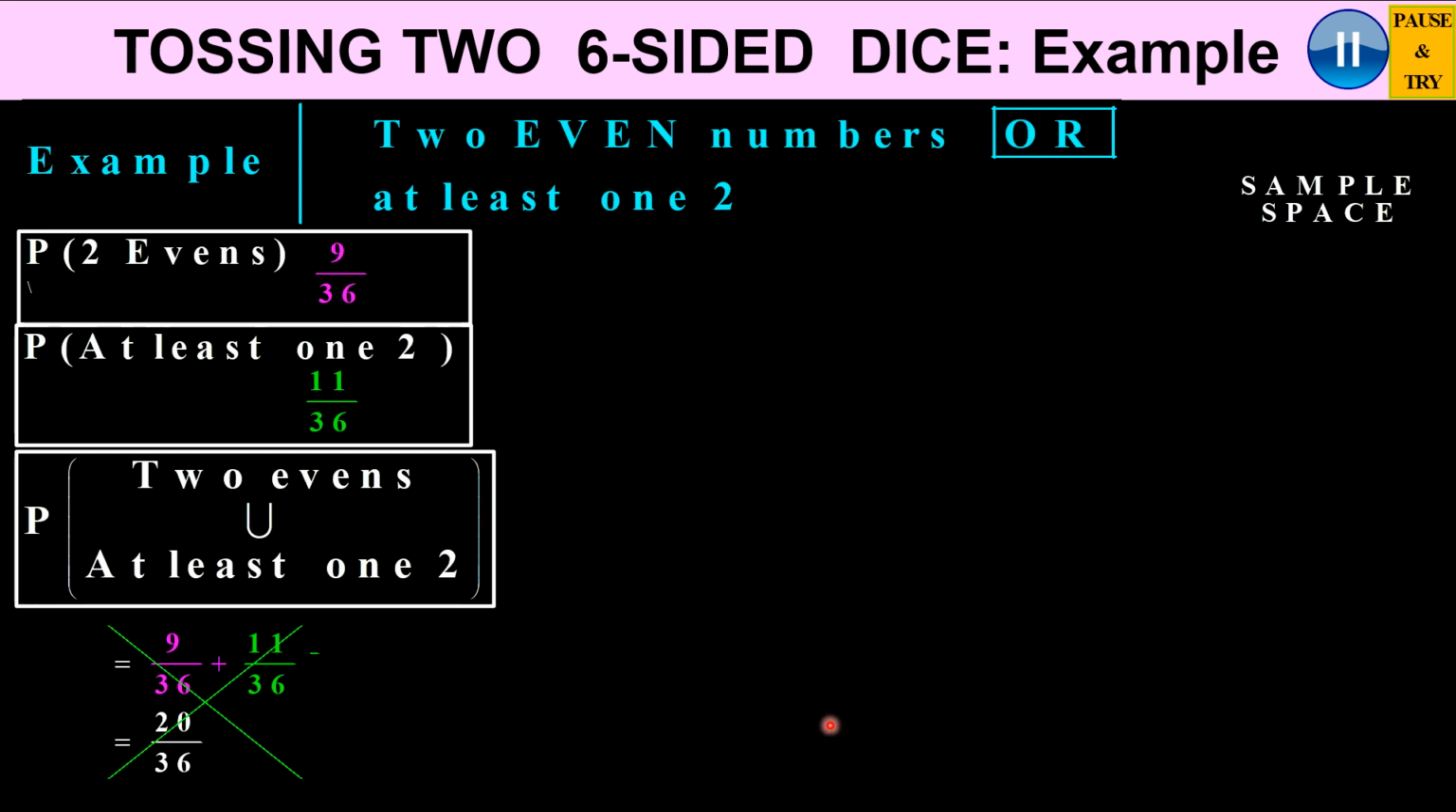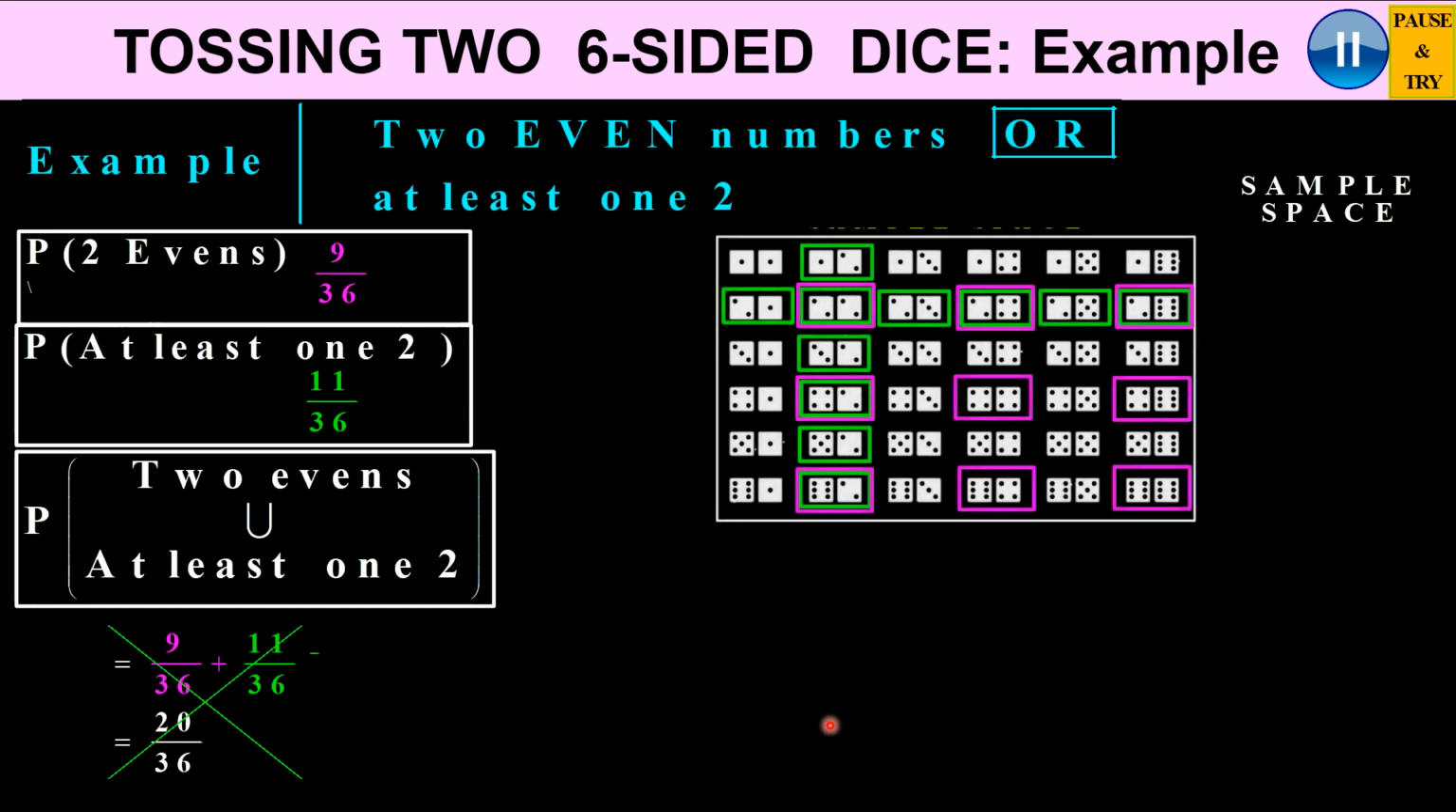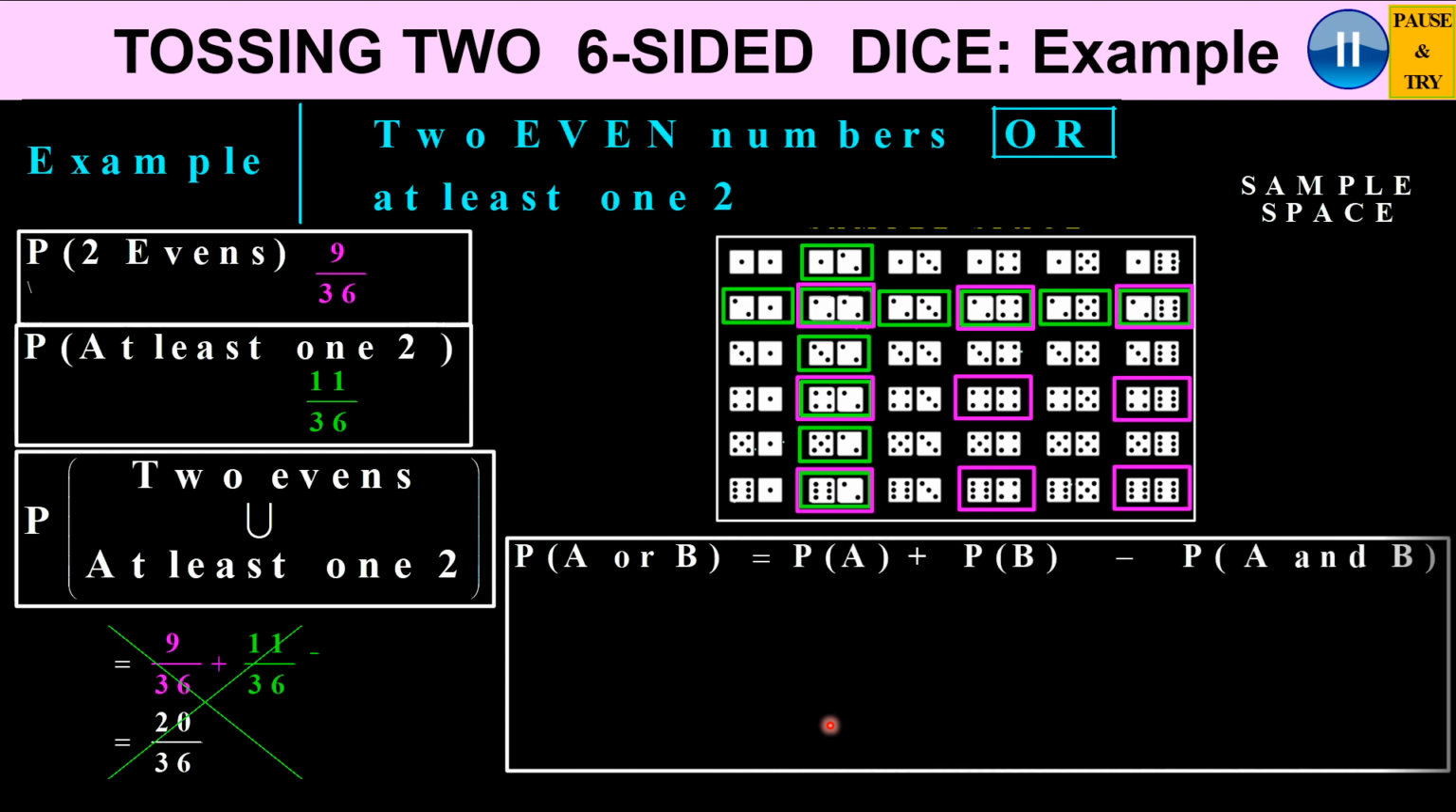Okay? So let's use our addition rule, and we'll do it properly. So there's our sample space, and we've highlighted. So probability of A or B is the probability of A plus the probability of B minus the probability of A and B. Probability of A is the event where we have 2 evens, so that will be the 9 over 36. Probability of B is the second event, that's at least 1, 2, so that will be 11 over 36, right?